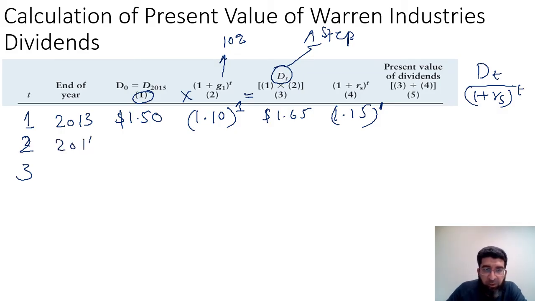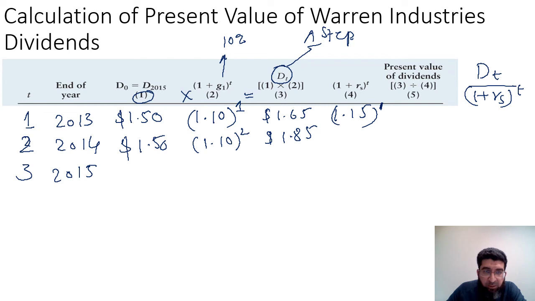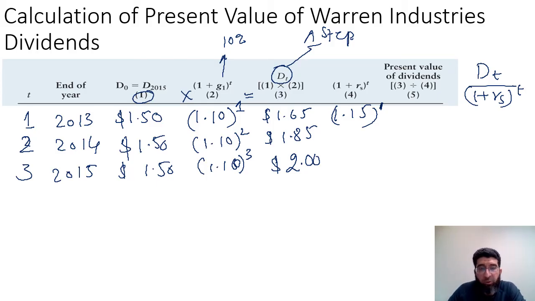So in 2014 we have the same $1.50, but this time we have 1.10 squared, and that comes out to be 1.210. This will give us the dollar amount of the cash dividend, 1.85, and in 2015 this will be the same 1.50 times 1.10 cubed, and this comes out to be $2. So at the end of 2015, we will have a cash dividend of $2.